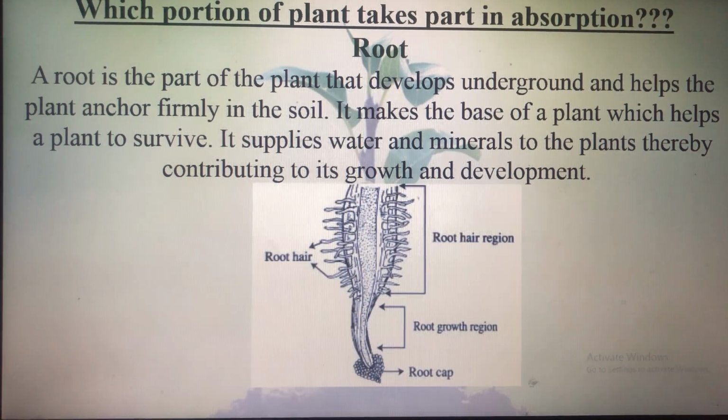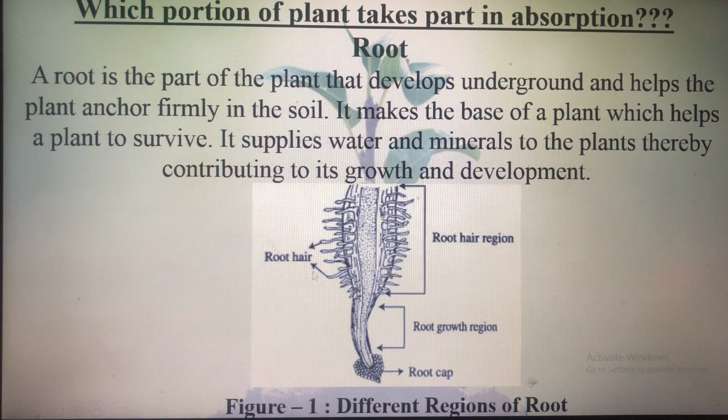Next, here is a diagram which shows different parts of a root. This is the root, and we're going to start with the apex. The apical portion, or the apex of the root, is covered by a structure known as the root cap. The root cap not only provides protection but also secretes mucilage. Mucilage is a sticky substance which is necessary so that the plant can make its way through the soil.